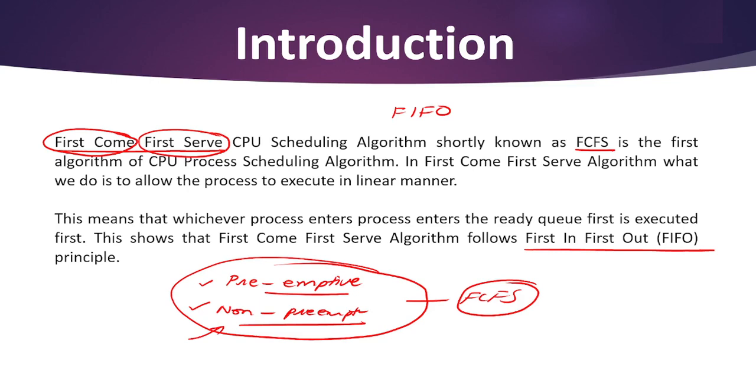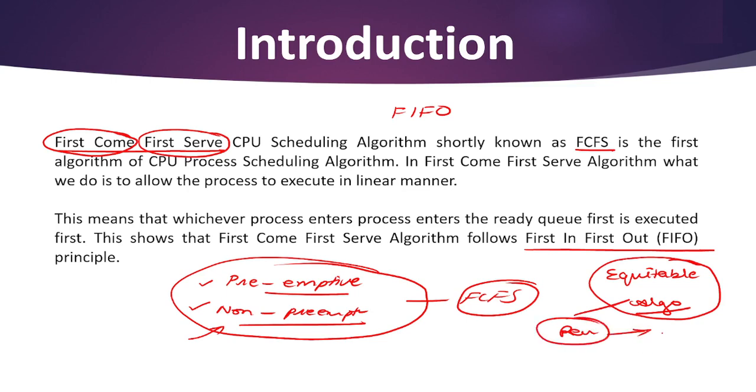And one more important point here is, as there is no consideration of process priority, it is an equitable algorithm. Equitable algorithm, that means all the processes are equal for every resource here. There are no priorities given to any process that is in a waiting queue. Okay, this means that whichever process enters the ready queue first is executed first.